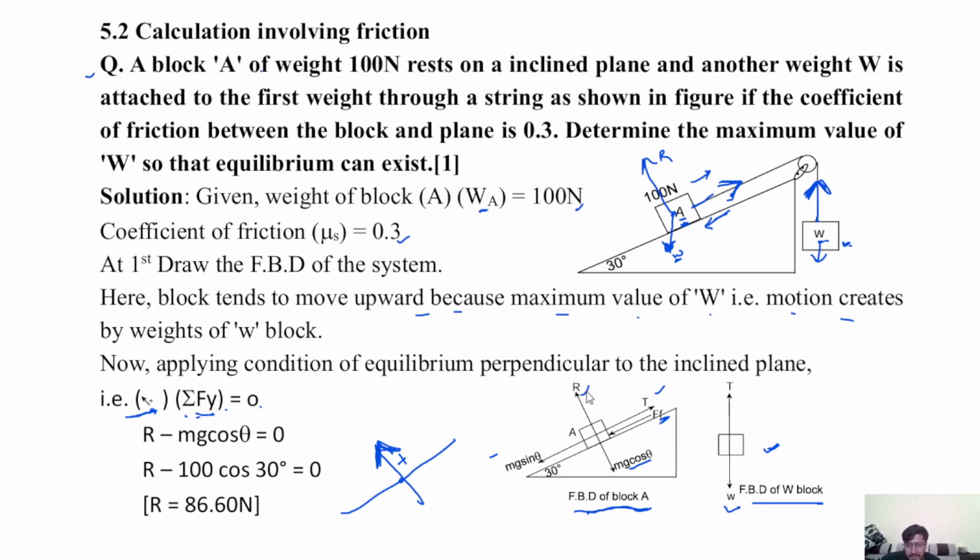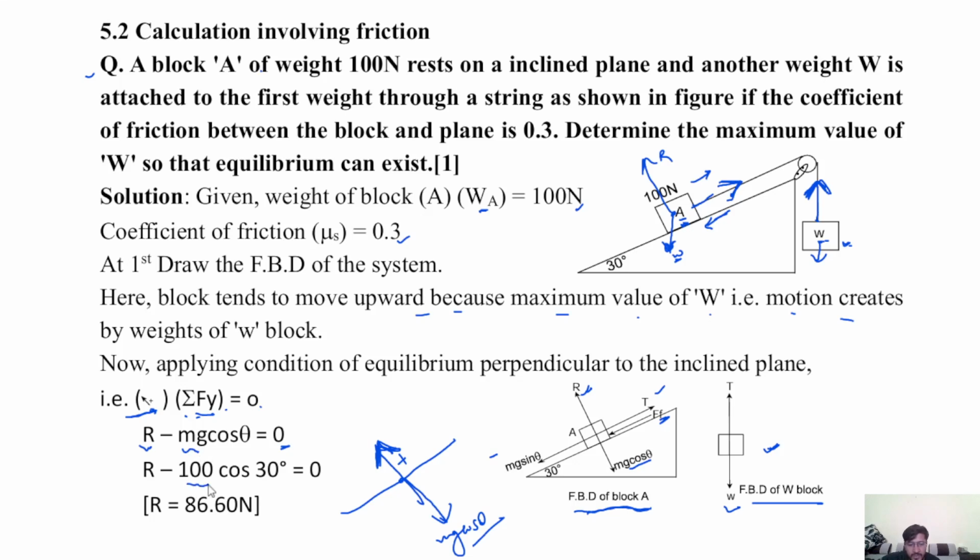So R is acting upward, so R is positive, and mg cos theta is acting downward, so negative: R minus mg cos theta is equal to 0. Zero means there is no movement and no acceleration, so summation Fx or summation Fy is equal to 0. This is the condition of equilibrium. So R is equal to mg cos theta, where the weight of block A is 100 Newton, as given.